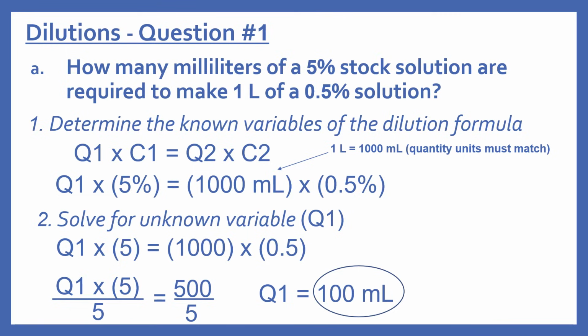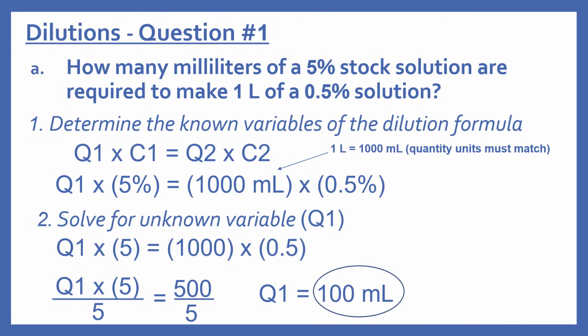So first we're going to determine the known variables of the dilution formula. And our dilution formula is Q1 times C1 equals Q2 times C2. For quantity 1, that's what we're looking for because it's how many milliliters. The concentration of this is 5%. So Q1 times 5% equals, and for part 2 of the equation, it's 1 liter of a 0.5% solution.